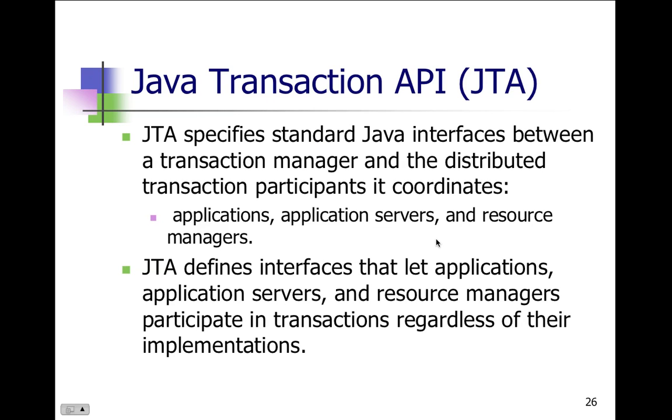So it specifies standard Java interfaces between a transaction manager and the distributed application participants that it's trying to coordinate: applications, application servers, resource managers. It defines the interfaces that will let the application servers and everybody else participate regardless of their implementations. They all can be implemented using, well, it's all going to be in Java, but it's going to be in multiple different types of technologies. It's implementation independent. The transaction manager API is essentially going to act sort of like middleware to all of it.